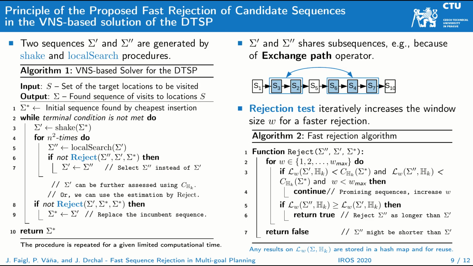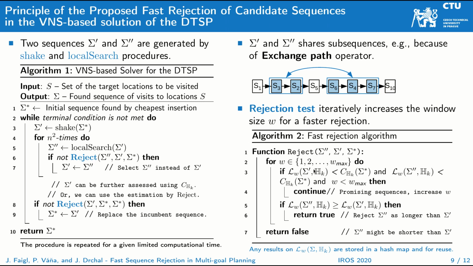The proposed fast sequence rejection is employed in the VNS-based solution of the DTSP, where two sequences sigma prime and sigma double prime are generated by shake and local search procedures. The initial incumbent solution is found by the cheapest insertion. Then, for a given computational time, we shake the incumbent solution and perform the local search n squared times. So we have sigma prime and sigma double prime that are probably very similar, and we can reuse the results of the subsequences. We call the reject function and examine if sigma double prime is a better candidate sequence than the sigma prime with respect to the current best solution.